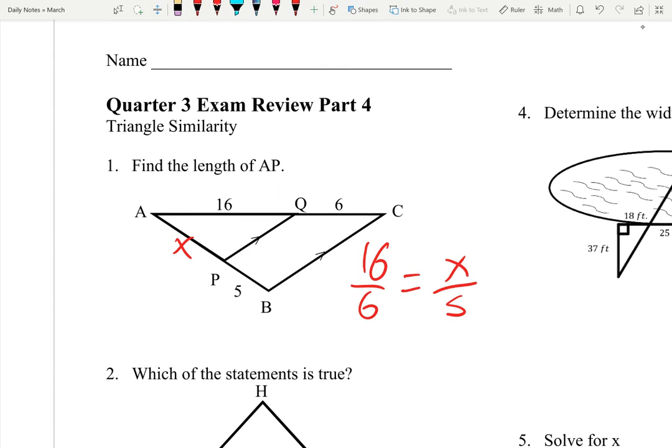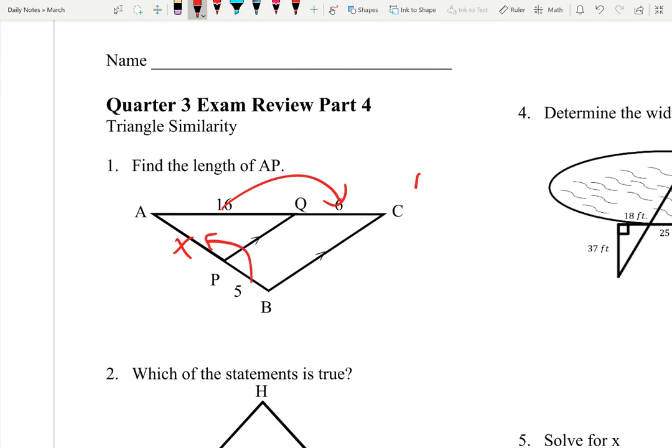You don't want to do something like saying 16 to 6 and then 5 to x, because you'll notice you'll be going backwards, right? 16 to 6 and then 5 to x. That would be a bad way of setting it up. So you do want to keep things proportionally matched. So if 16 goes to 6, then x goes to 5. And then you should be fine as far as you've set it up.